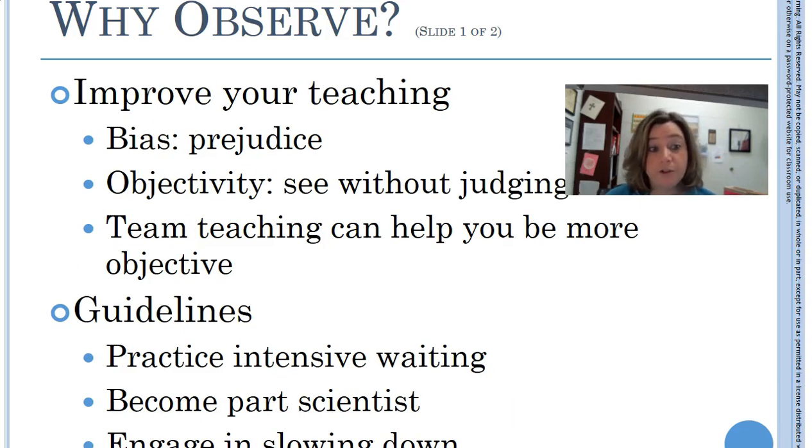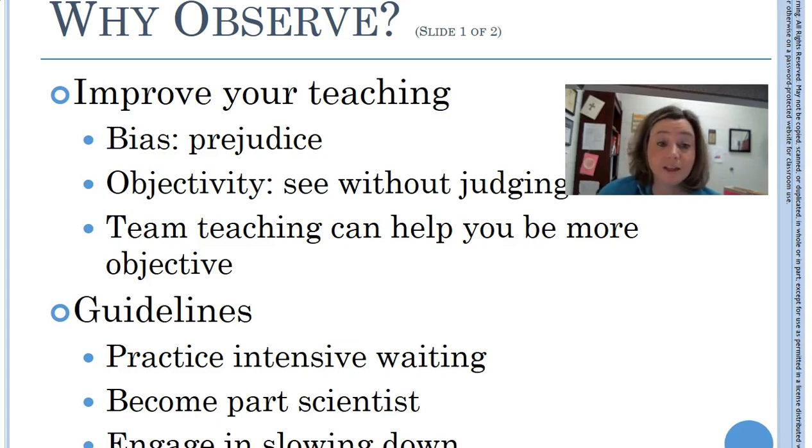So why do we observe? So one of the first reasons that we would observe is to improve our own teaching. So we want to make sure, again, that we are using that culturally sensitive filter. We're making sure that we are not using any bias or prejudice, that we are being objective. So there's that word again. Remember, the difference between objectivity and subjectivity is an opinion. So everyone can have something different. But when it comes to being objective, it would be that we are all seeing the exact same thing.